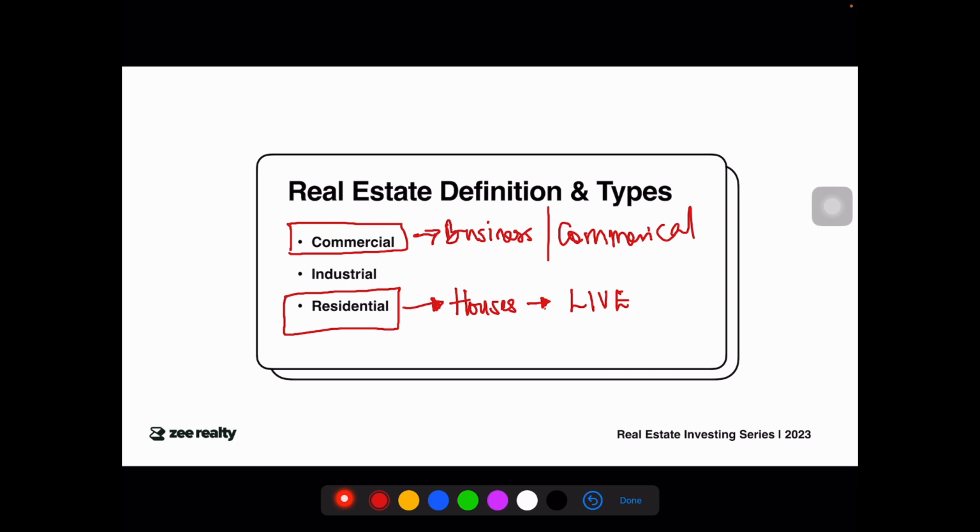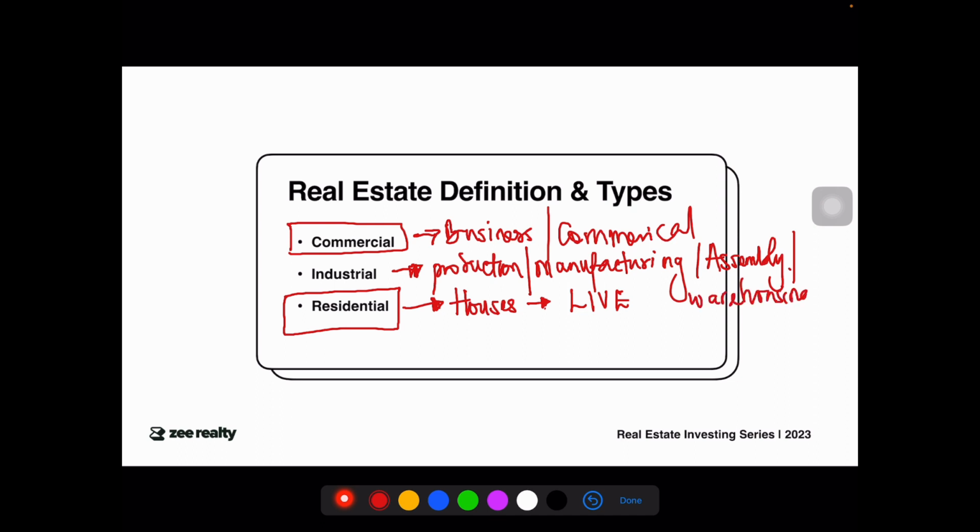And if we look at the third one, which is industrial real estate, we're talking about anything that involves industrial activities. Now, you may be asking, what's the difference? Industrial activities include production, manufacturing, assembly, where they're assembling things, warehousing, research, and distribution. Anything that falls within this category is called industrial real estate.